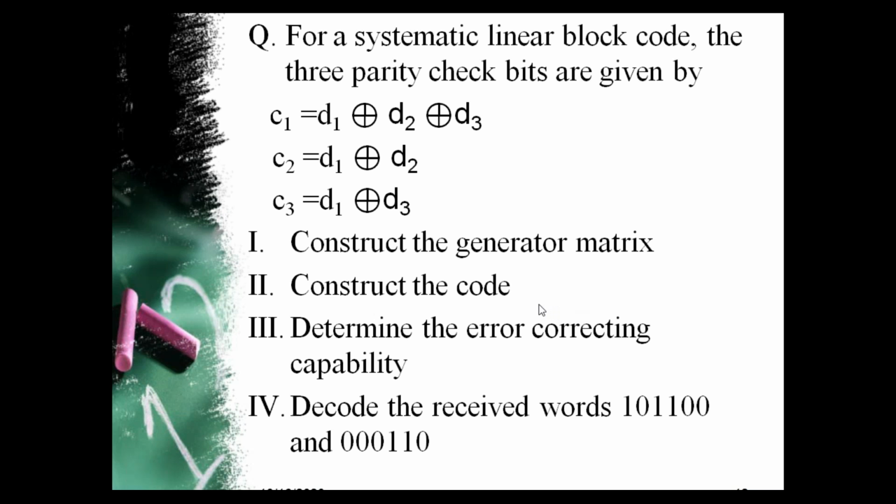Construct the code. You can do that. Prepare that table and write the complete code. There are 3 message bits, so we get 8 different code words corresponding to 8 possible messages. Once the codes are written, we are able to find the error correcting capability. Find the weight of the code, from that determine the minimum distance of the code, then find the error correcting capability, and the last part is to decode the received code words.